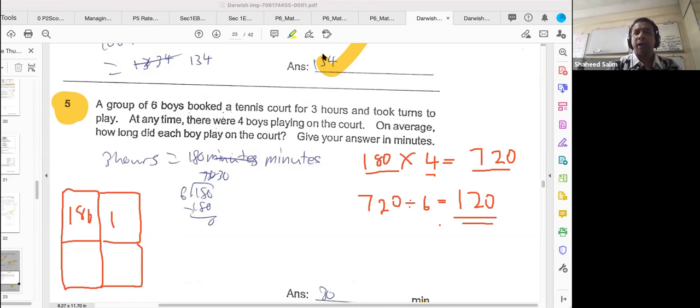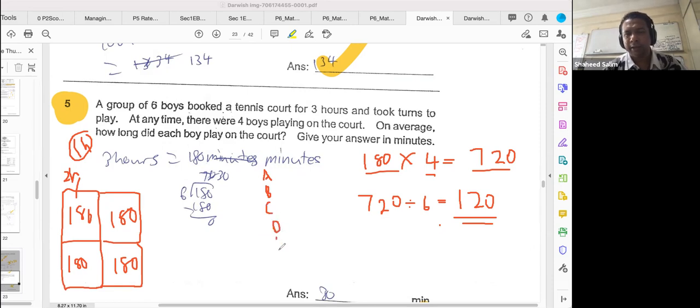180. But I want 4 persons to play. So imagine now, each student that plays, they play 2 hours down here. Balance how many hours? 1 hour, correct? So that means if they play for 2 hours, one student plays. We have 6 students, they call it A, B, C, D, E, and F. Student A plays for 2 hours.